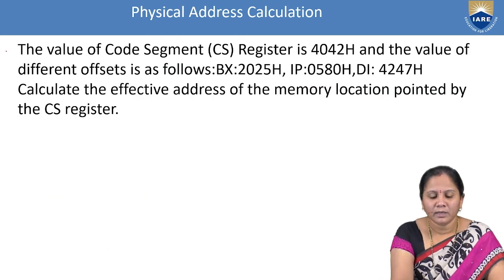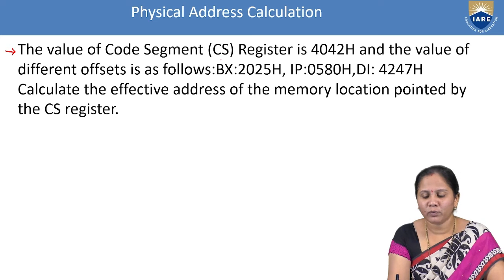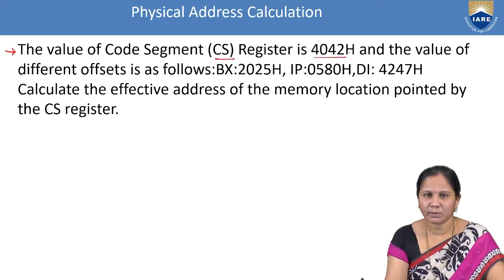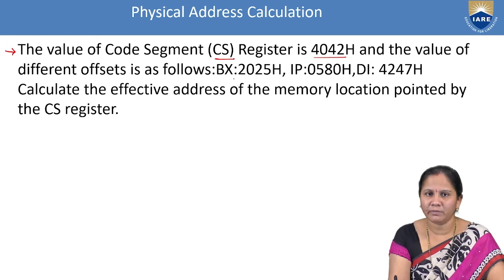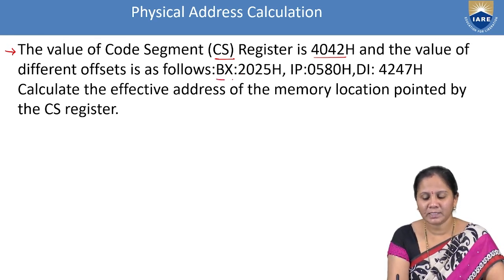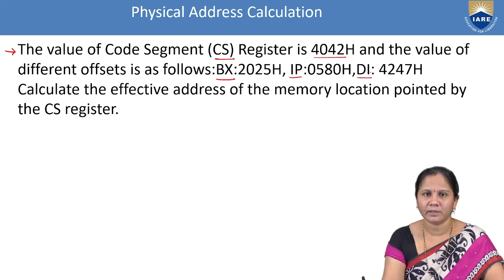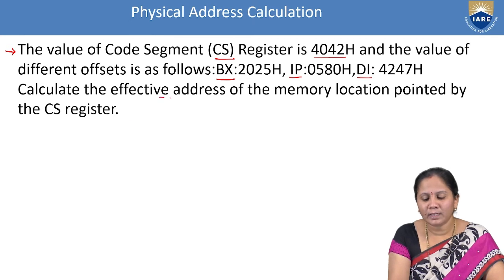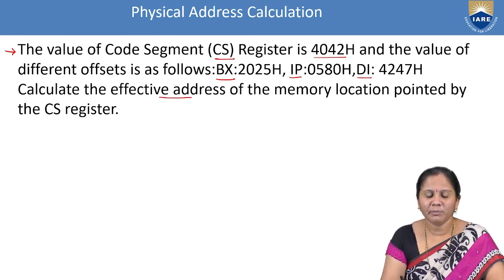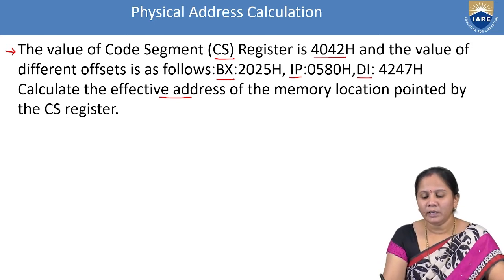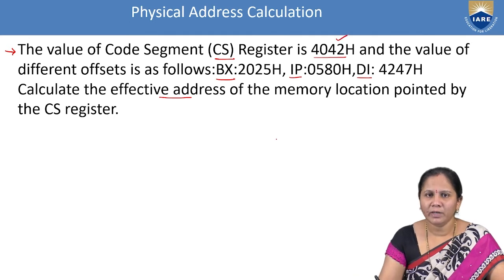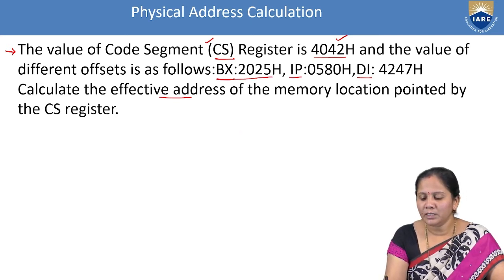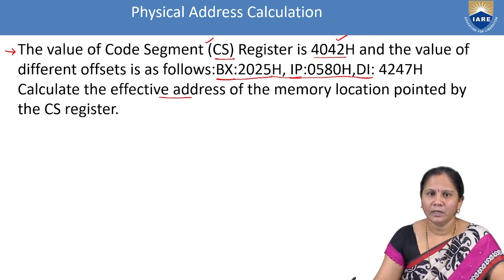Sometimes the question will be like this: the value of the code segment register is given, the segment address is given, it is 4042, and the values of different offset addresses are given. The offset address, we know, may be from the base register, pointer register, or index register. Now they are asking to calculate the effective address, which is nothing but the physical address. Here, only one segment register is given, that is CS, and three offset addresses are given. So among these three, which offset register should be selected?